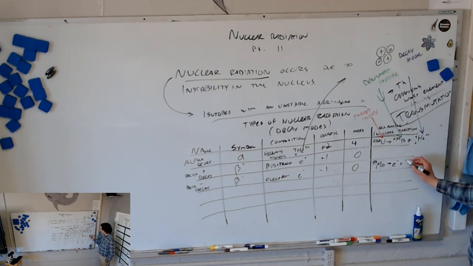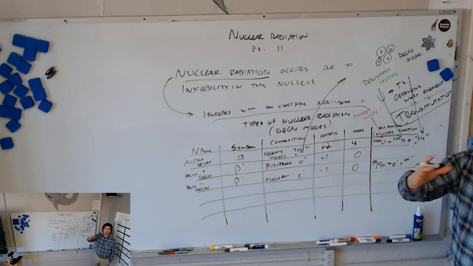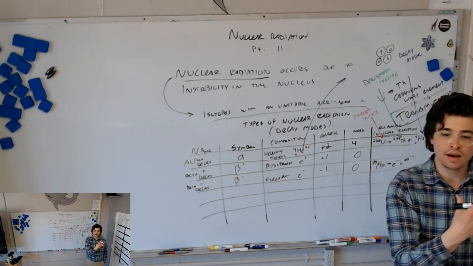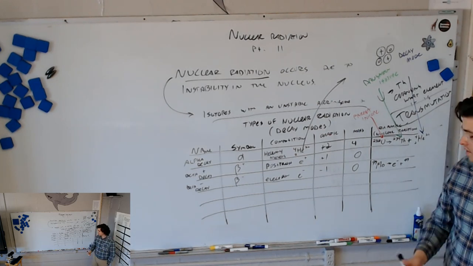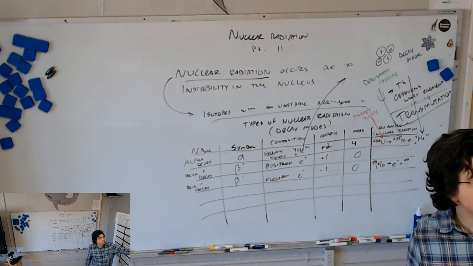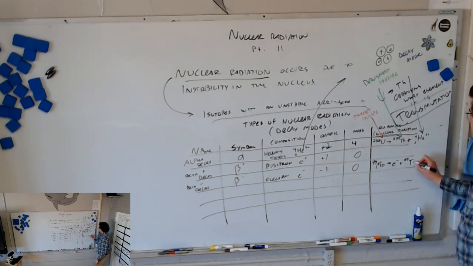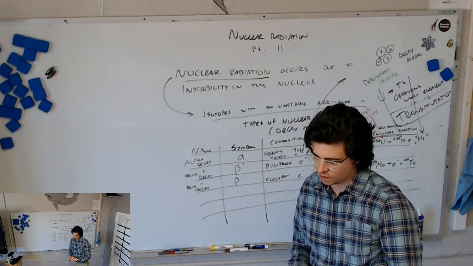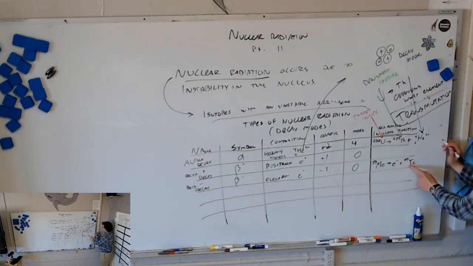Not really. So it's still going to be 99. But now since it lost a negative charge, what happens in the nucleus is a neutron becomes a proton. So now its mass didn't change, but it has one more proton. So instead of being molybdenum, it's going to be technetium. So now it's technetium 99.